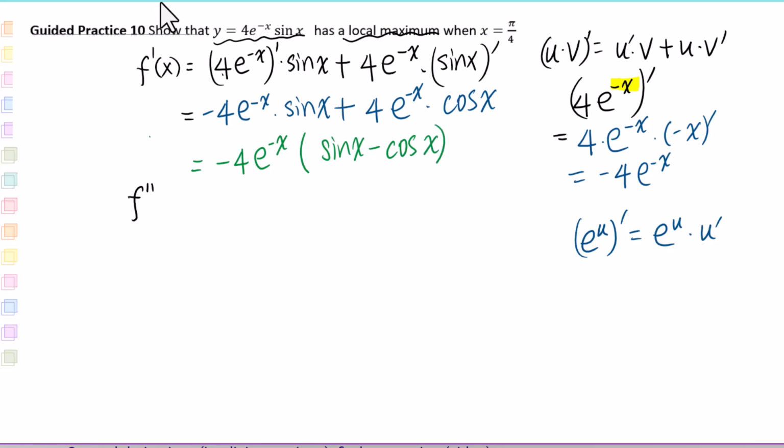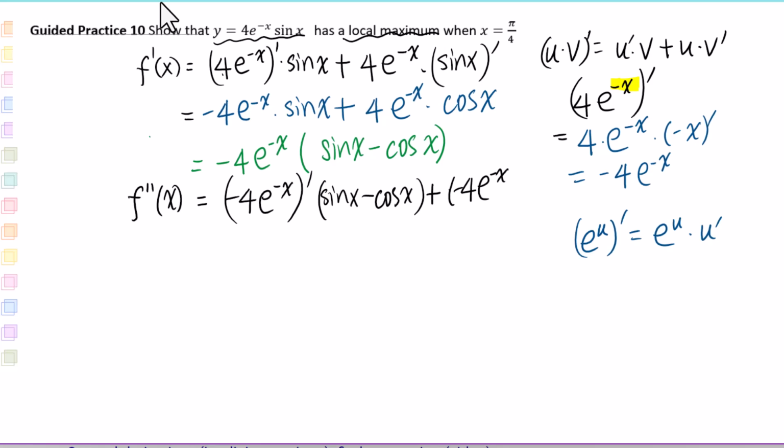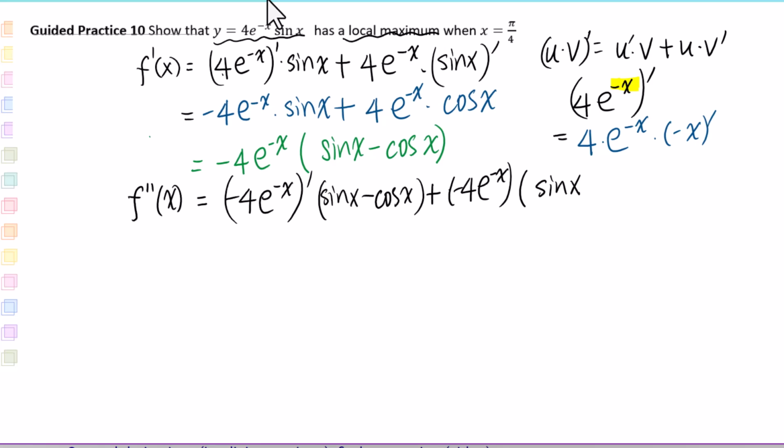Since we decided to use the second derivative to prove local maximum when x equals pi over 4, we will figure out the second derivative. Still, we will use the product rule. Negative 4 e to the power of negative x prime times sine x minus cosine x, plus negative 4 e to the power of negative x times sine x minus cosine x prime.